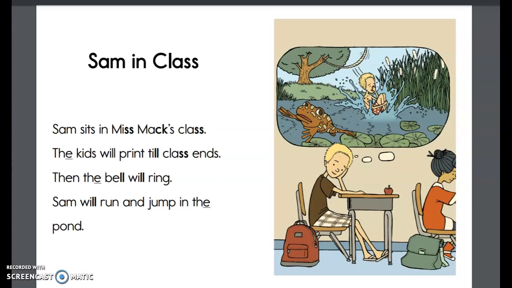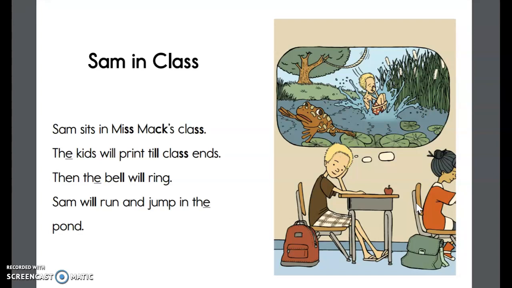So let's go back up to the top and quickly answer a few questions. So if we're looking at who the characters are in this story, we know that Sam is our main character. That's who the story is mainly about. And then we also know another character is Miss Mack. The setting of the story takes place in the classroom.